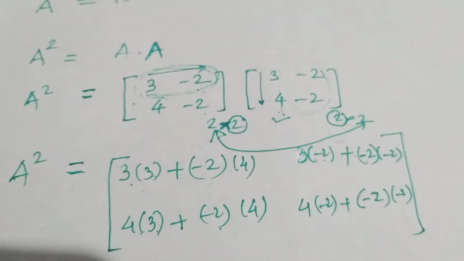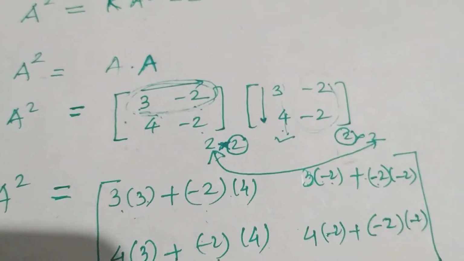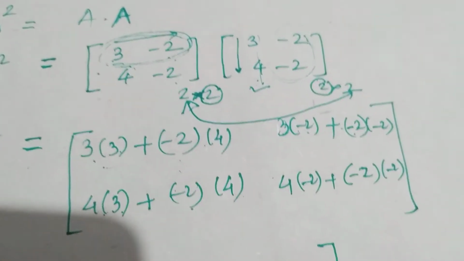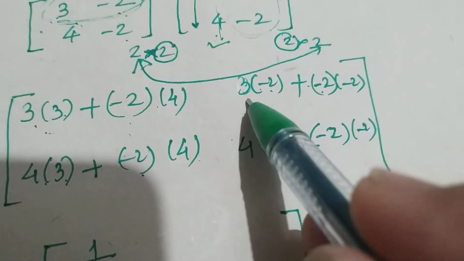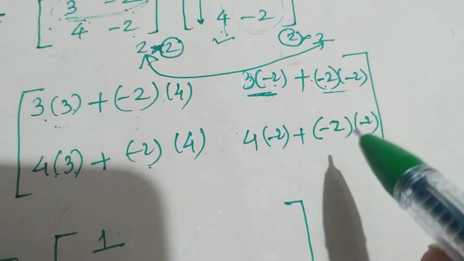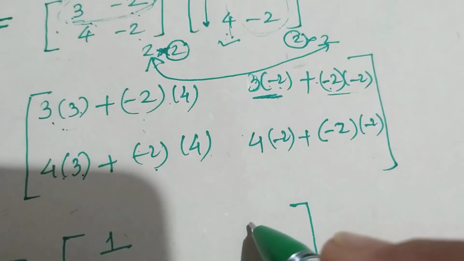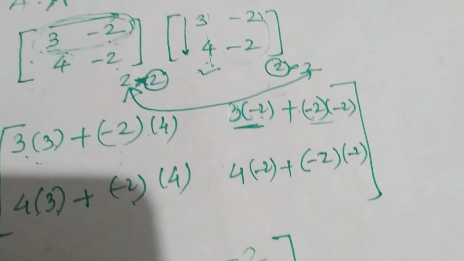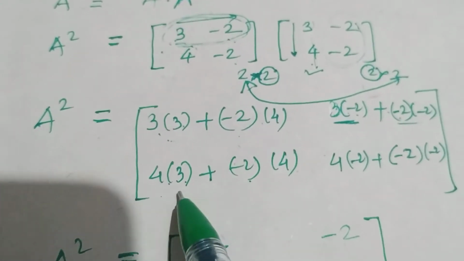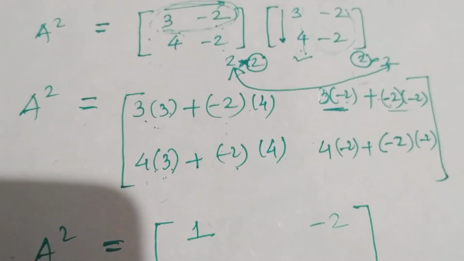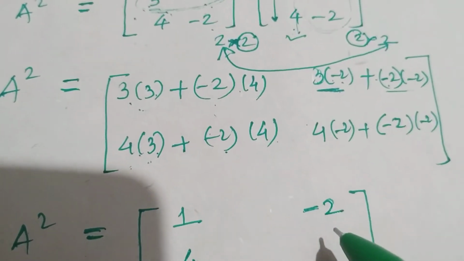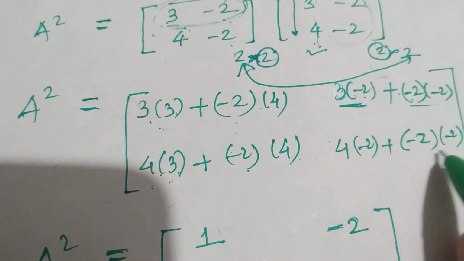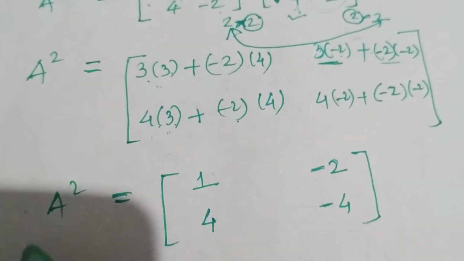So this is how we get the multiplication of two matrices. 9 minus 8, which is 1. Here it is minus 6 plus 4, which is minus 2. And another product: 12 minus 8, which is 4. And here minus 8 plus 4 will be minus 4. So this is how we have calculated A square.